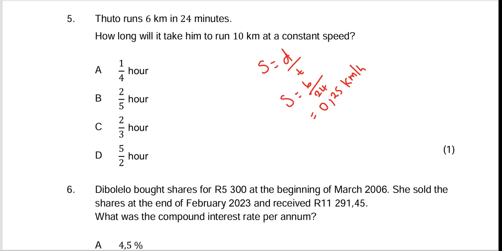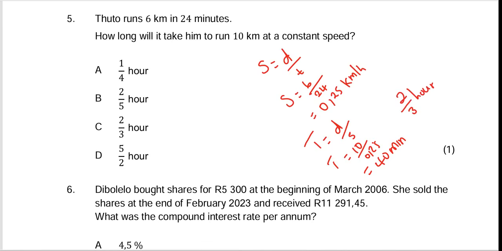Now we are looking for a what? For a time. So time is distance over what? Time is distance over speed. So t, how long will it take him to run 10 kilometers? It's going to be 10 divided by 0.25. And the answer for time is going to be 40 minutes. And then when we convert this 40 minutes to hours, it's going to give me 2 over 3 hours.